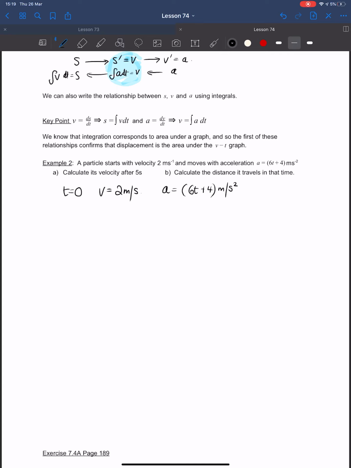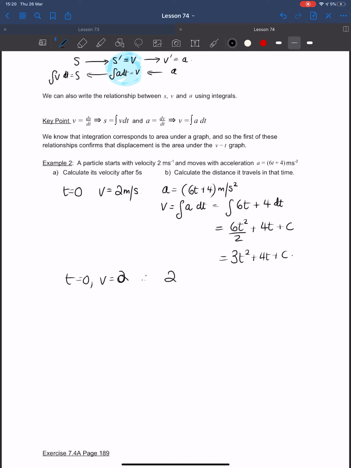Calculate its velocity. If we've got acceleration and we want velocity, we can say velocity is the integral of acceleration dt. So it's the integral of 6t plus 4 dt. This is add 1 to the power, divided by the new power, and then 4 becomes 4t, and c. So this is going to be 3t squared plus 4t plus c. Now we do know that when t equals 0, v equals 2.